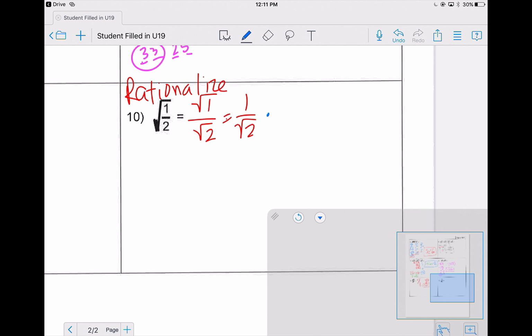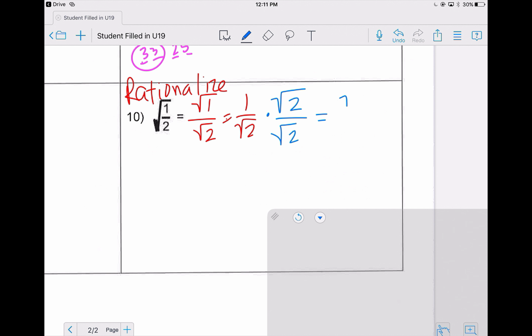That means I take the denominator, multiply it on the top and the bottom. On the top, 1 times the square root of 2 is the square root of 2. On the bottom, square root of 2 times the square root of 2 is just 2 with no square root. And I can stop here because there's nothing else I can simplify, but there is no square root in the bottom.